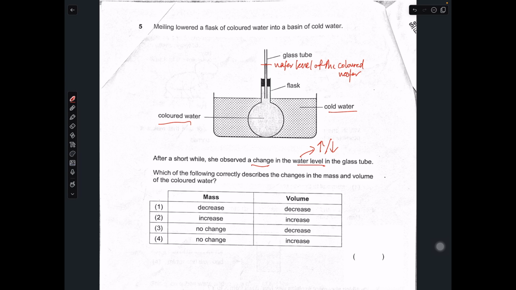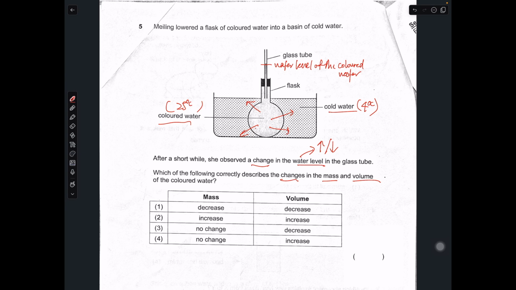Which of the following correctly describe the changes in the mass and the volume? When you put the colored water into the cold water, we're going to assume some numbers. Let's assume that the cold water is probably about 4 degrees, very cold, taken out from the refrigerator. The colored water is at room temperature, 22 or 25 degrees Celsius. Heat always flow from higher to lower. Over here, the higher temperature is the colored water. It flows to the cold water.